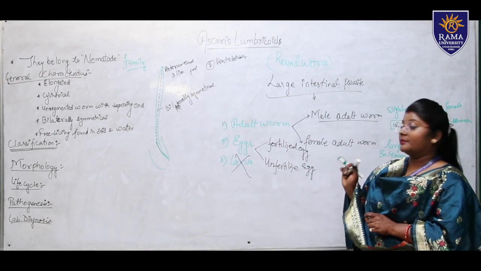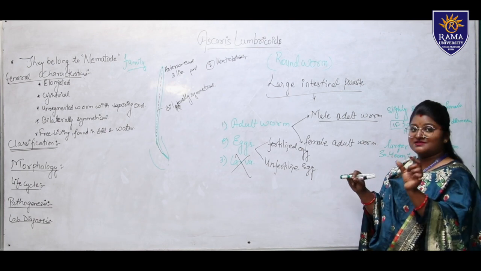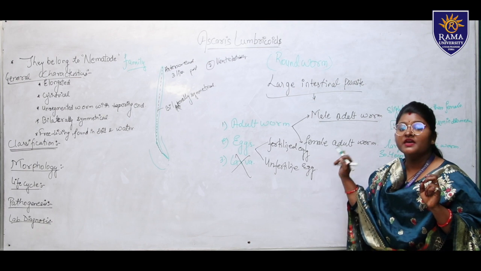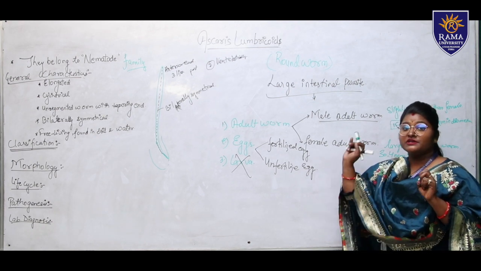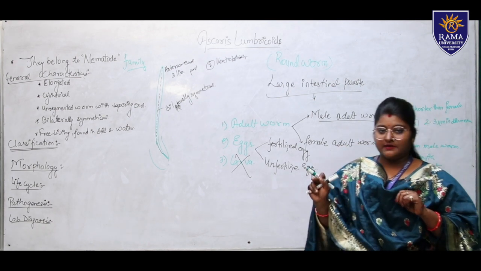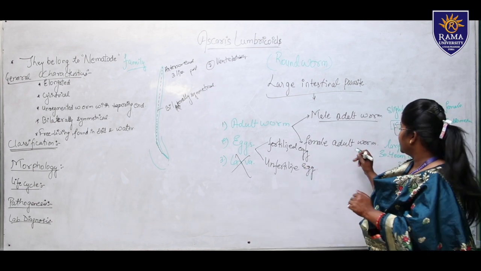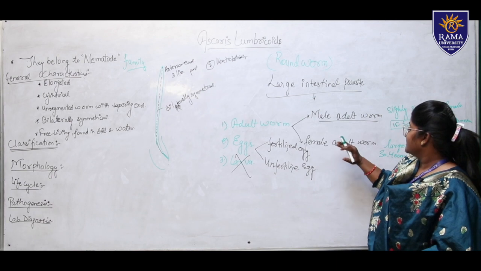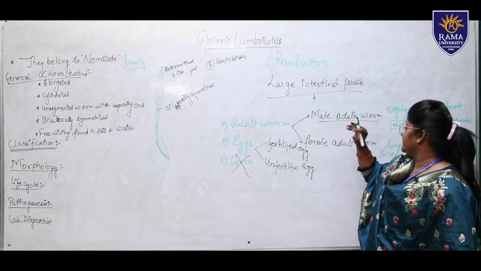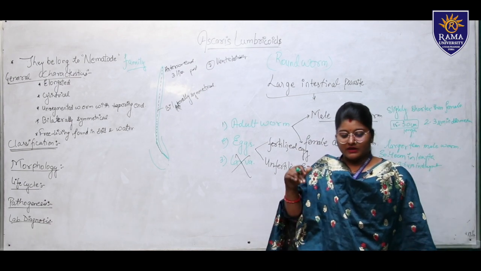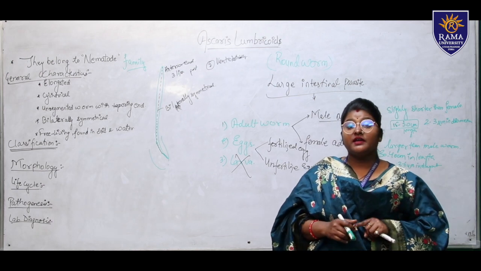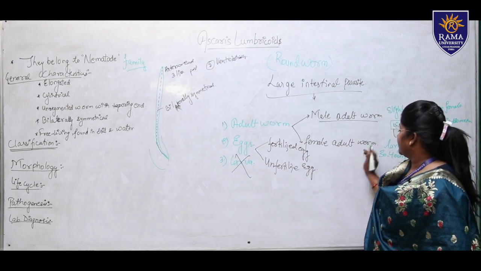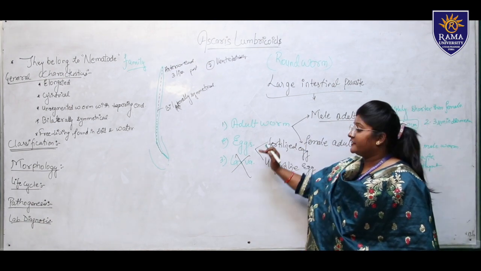The special characteristic of this parasite is that a single female adult worm can lay approximately 2 lakh eggs per day. This is the criterion. 2 lakh eggs per day can be laid by a female adult worm in approximately one day.